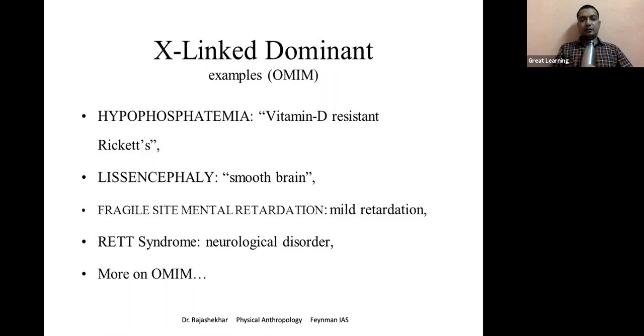Or fragile X syndrome we talked about. Fragile site mental retardation. So this is also an example of an X-linked dominant character. The duplication event that we discussed, on the X chromosome. Forget about other diseases, you cannot remember them easily. So this is enough: either hypophosphatemia or fragile X syndrome leading to mental retardation.